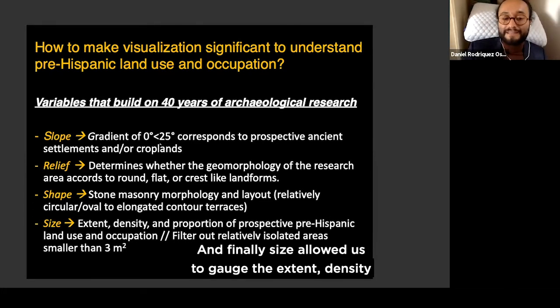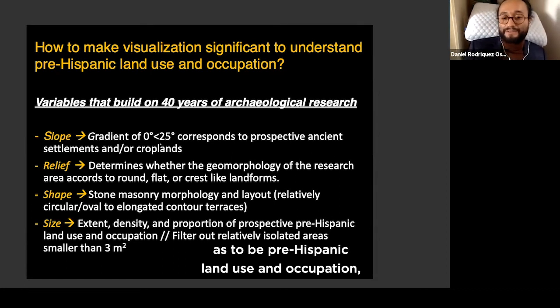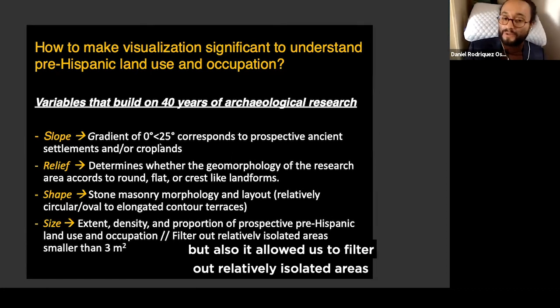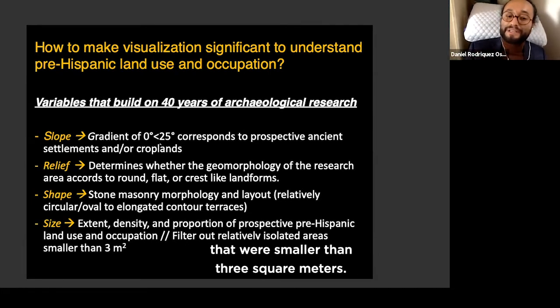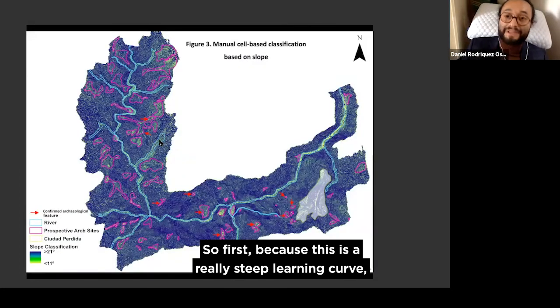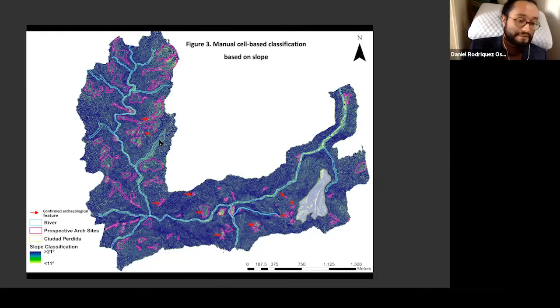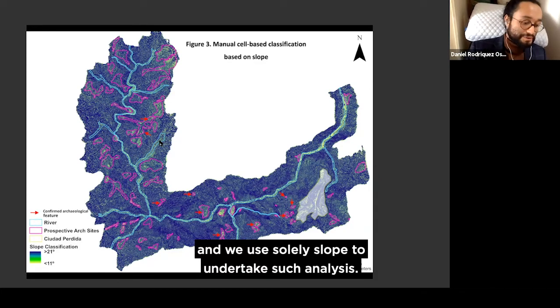And finally, size allowed us to gauge the extent, density, and proportion of this class that we create as pre-Hispanic land use and occupation, but also it allowed us to filter out relatively isolated areas that were smaller than 3 square meters. So first, because this is a really steep learning curve, we conducted a manual cell-based classification, and we used solely slope to undertake such analysis.